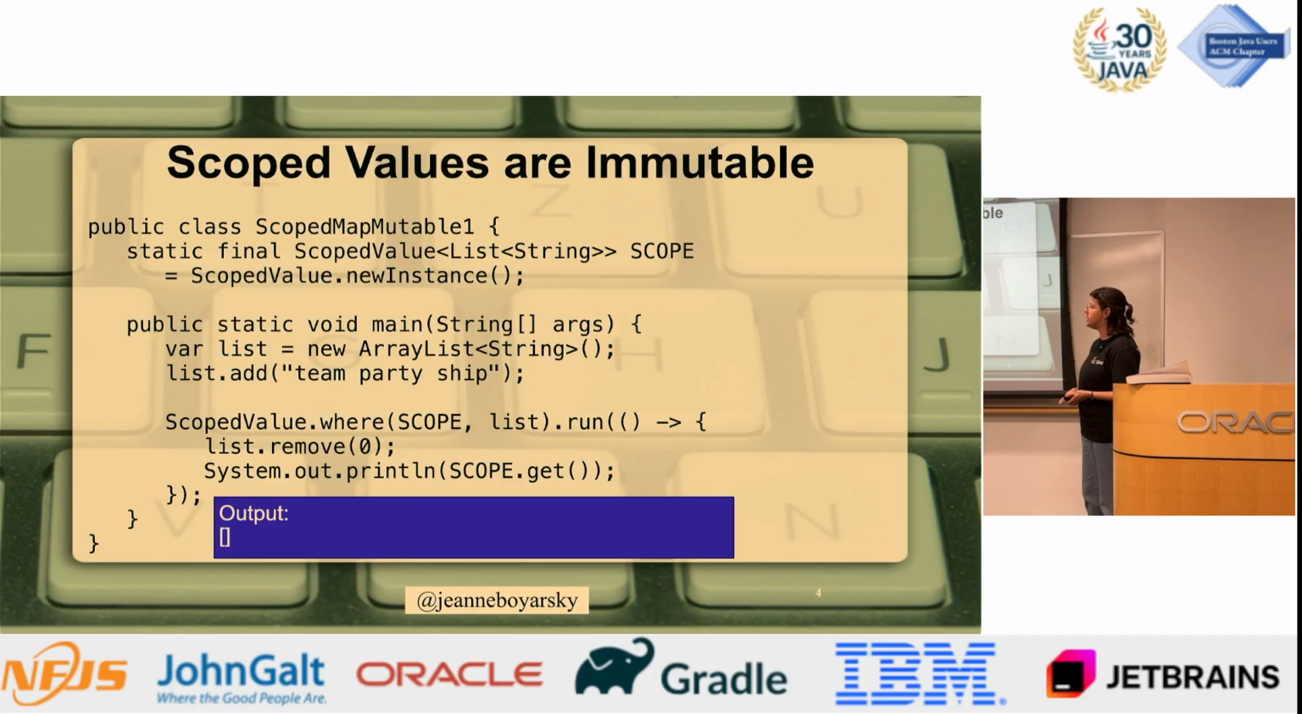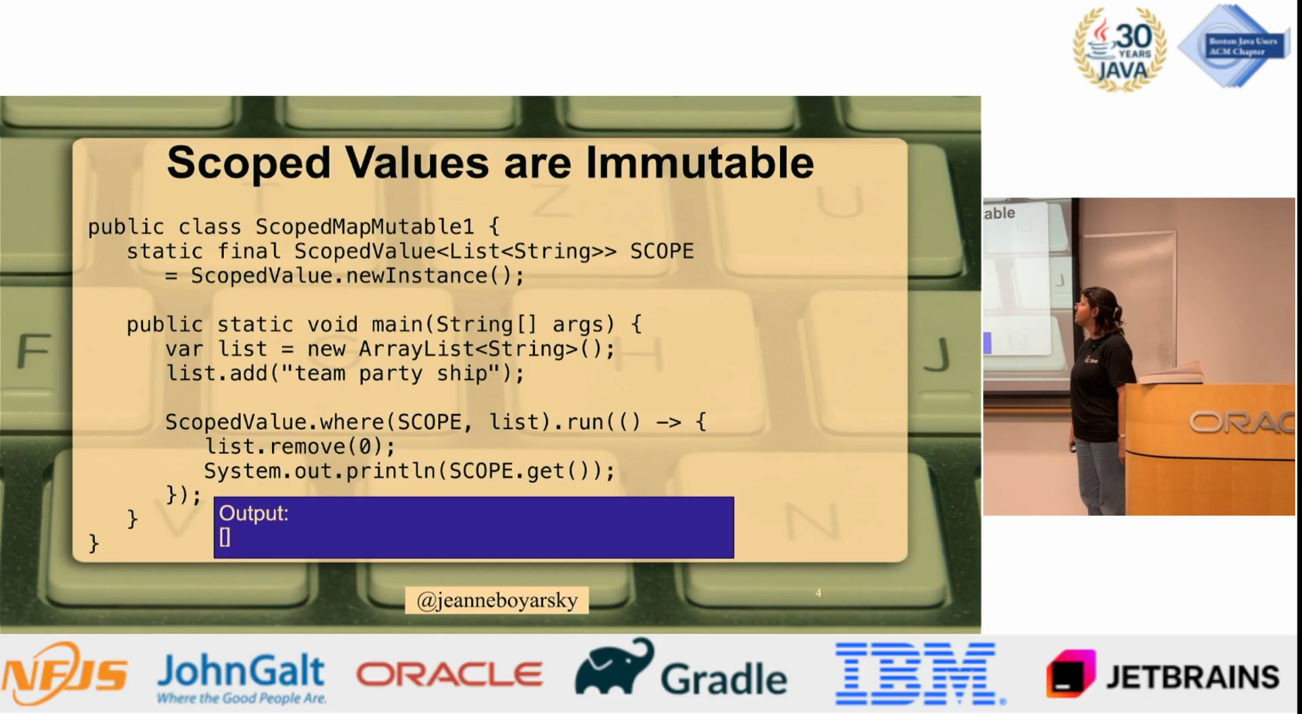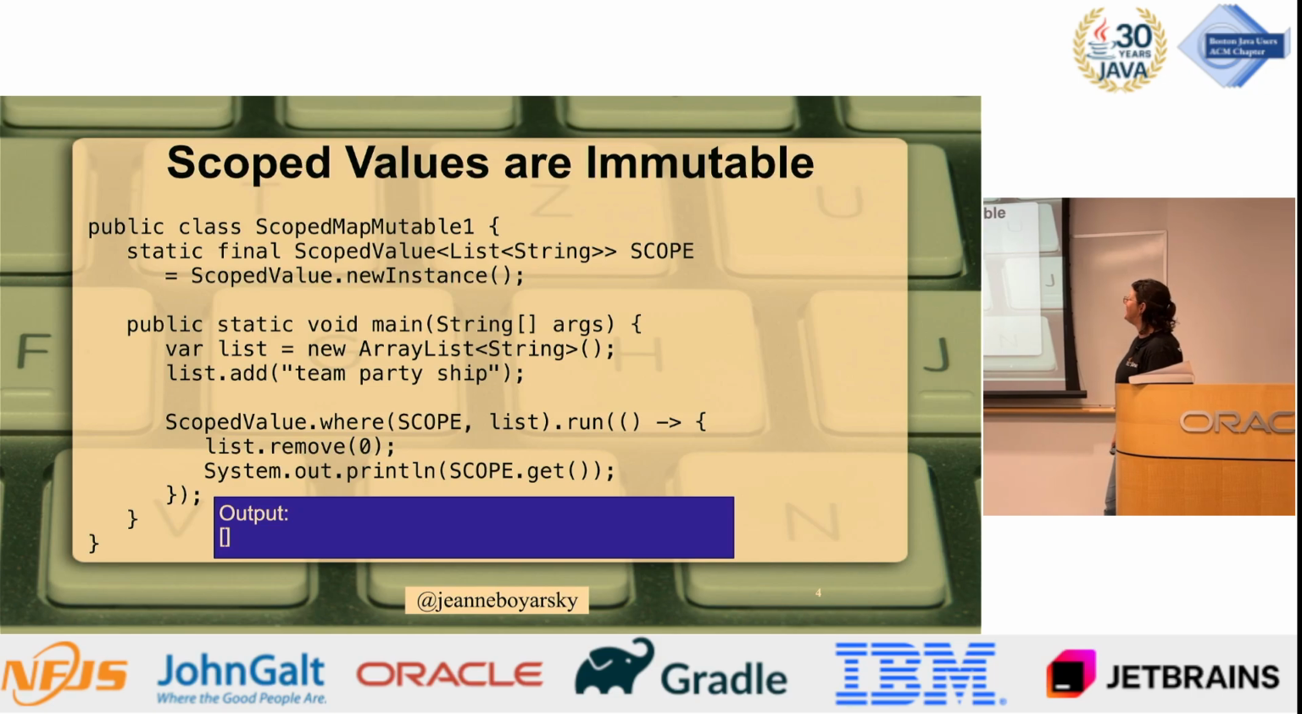So the output of this is 0 because I've called list remove on my nice ArrayList with the T. Oh, I spelled tea party wrong. I added that for you guys. It was supposed to be the tea party. I added that for Boston.